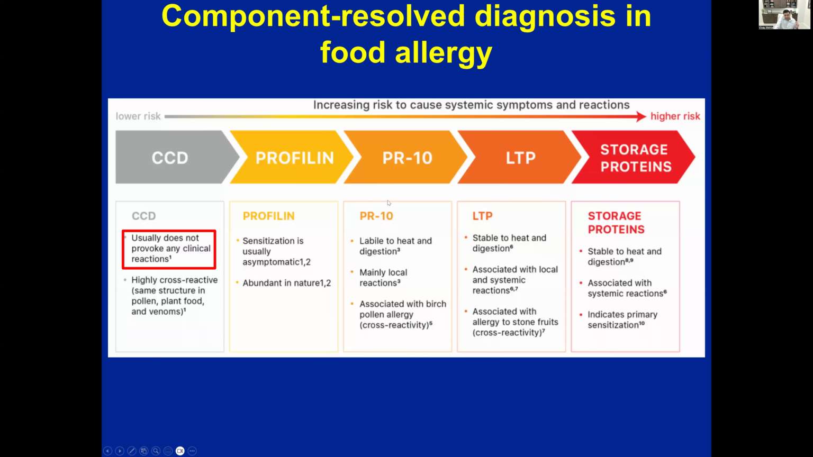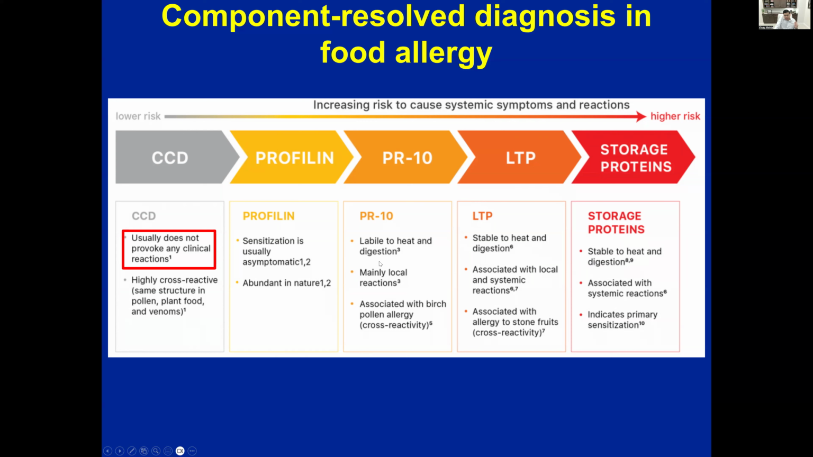But if you do a component resolved diagnostic and you see that you are actually reacting to the birch pollen homologue, which is PR10, then you know that you probably can still tolerate the food. The reaction will be mainly a local reaction, consisting of oral allergy syndrome, localized itching, localized swelling. It generally will not cause anaphylaxis. Also, these are heat labile. So when you heat up the food, generally that goes away.